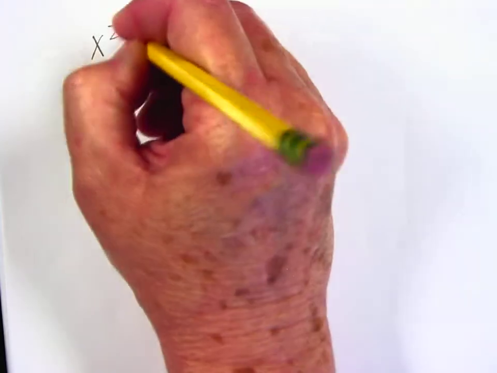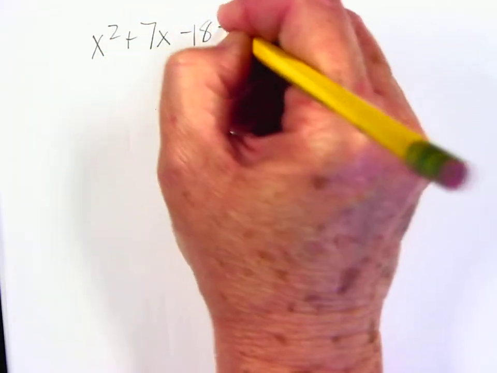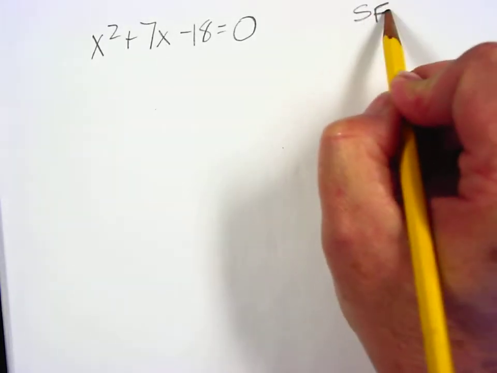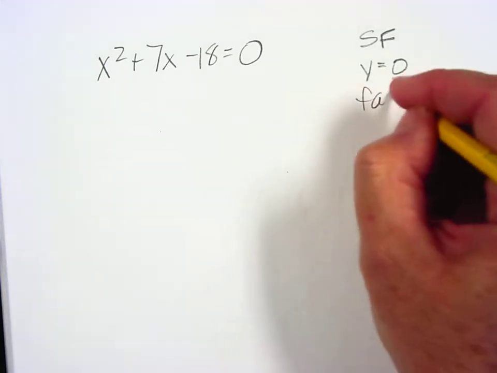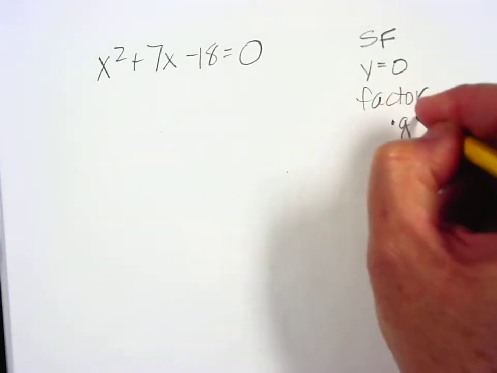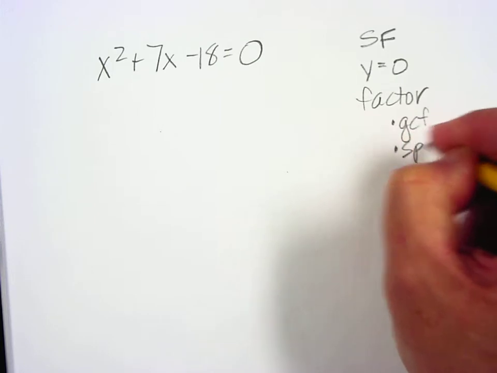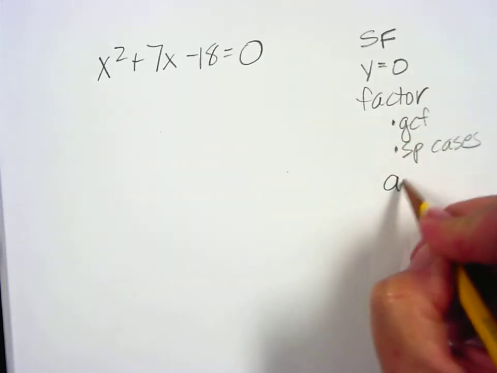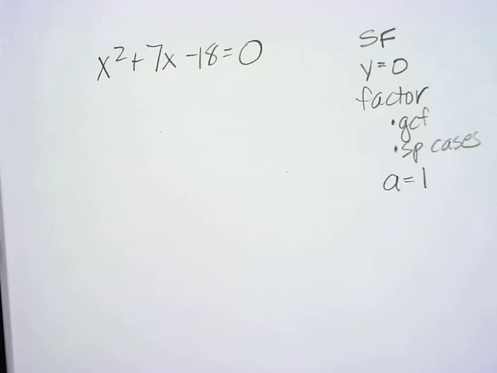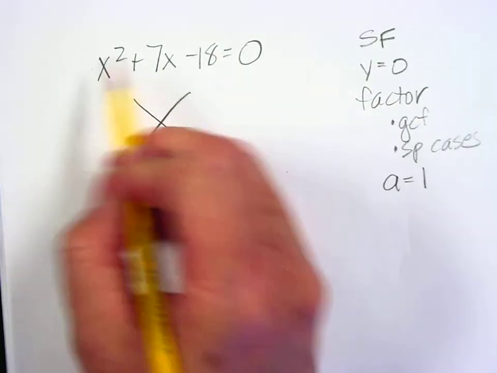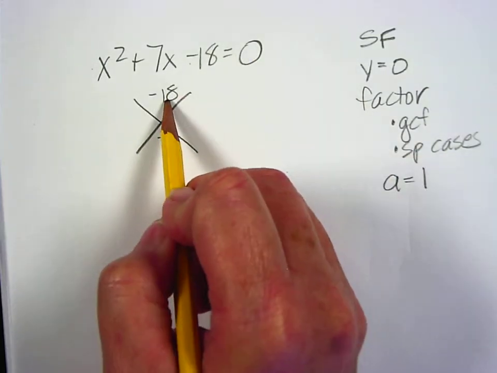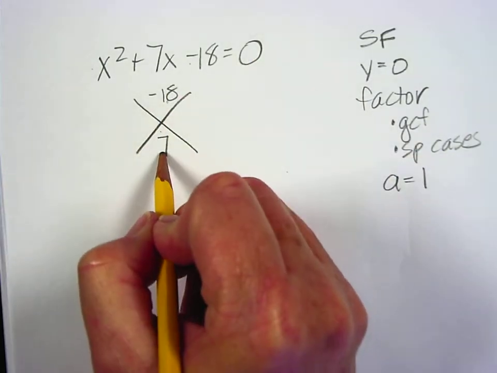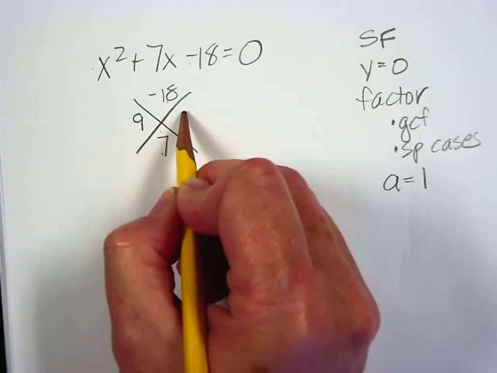All right, number 4, x squared plus 7x minus 18 equals 0. It's in standard form. Y is 0. So I'm going to go ahead and factor it. I don't see a GCF. It's not a special case. A equals 1. So again, I'm going to use X-man. A times C is negative 18. B is 7. My product equals 18. My sum equals 7. So I believe my numbers are going to be 9 and 2.